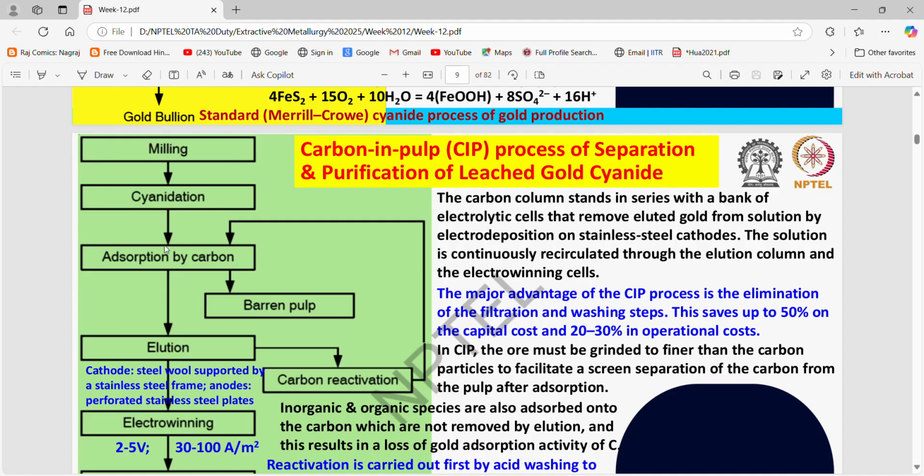dissolved in some other acid, or we can say some other solvent, to recover the gold in the solution. Then from the solution we go with the electrowinning process for the recovery of the gold in its purest form, while the carbon left behind after the elution process can be used again for adsorption by carbon via the carbon in pulp process. The carbon column stands in series with a bank of electrolytic cells that remove eluted gold from solution by electrodeposition on stainless steel cathodes. The solution is continuously recirculated through the elution column and the electrowinning cell.